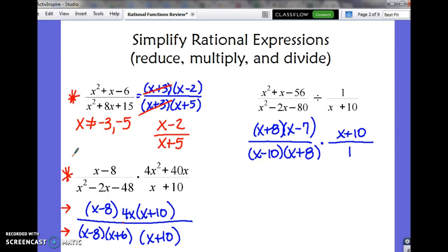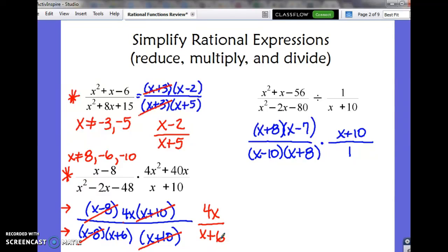And again, I'm only looking at the denominator. When I do so, I see from the first parenthesis, x cannot be 8. Then I see that x cannot be -6. And x cannot be -10. But then I start marking out my common factors for the pieces that match. And what I'm left with is a 4x in the numerator and an x plus 6 in the denominator.